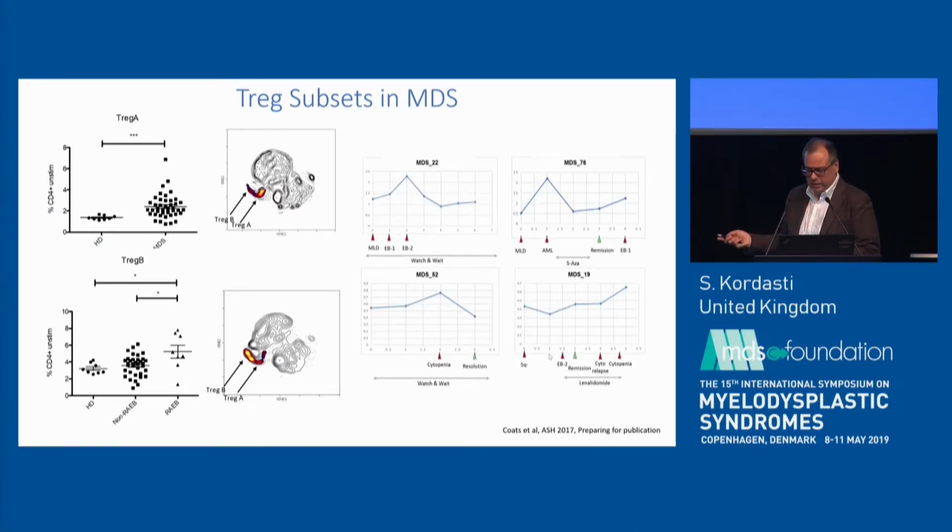This is an example of 4 patients followed up for 5 to 6 years, and depending on the event, when you have excess blasts, this ratio changes. And if it resolves, it comes back. Or if you treat with 5-azacitidine, or if you have lenalidomide, you can see that based on the remission, you have this ratio difference. And why does that happen?